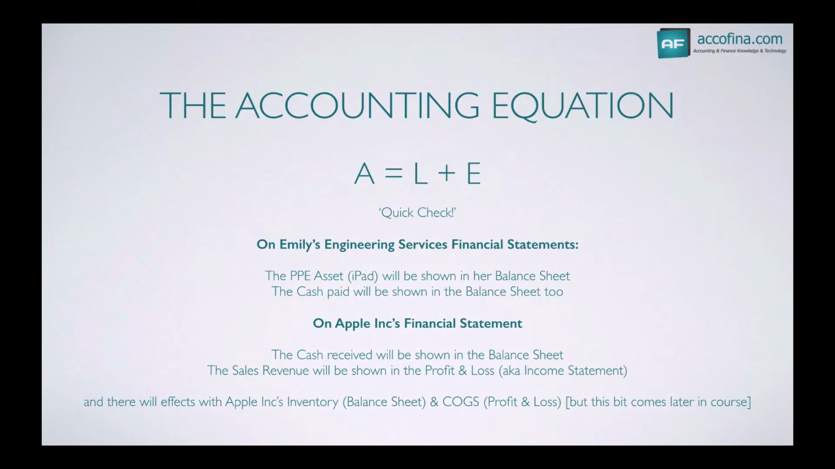And from the other side of the transaction, on Apple Inc.'s financial statement, the cash received would be shown in the balance sheet. Cash would be increased. And the sales revenue will be shown in the profit and loss statement, which is also known as the income statement. And that would be an increase in revenue. There would also be a couple of effects in Apple Inc.'s inventory, which would be balance sheet, and cost of goods sold, or COGS, which would be part of profit and loss. But this technicality will come a bit later in the course.